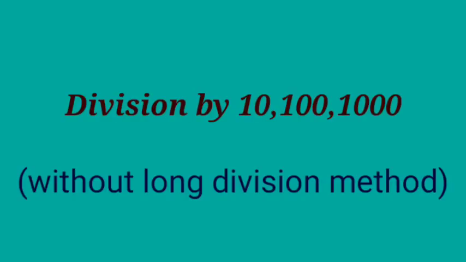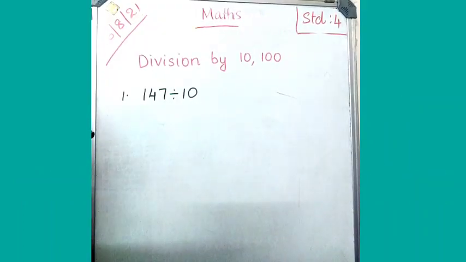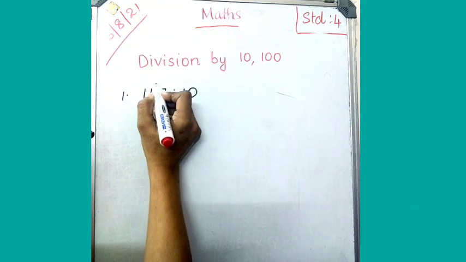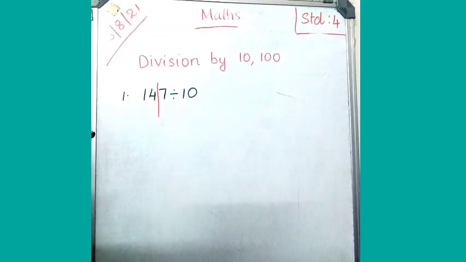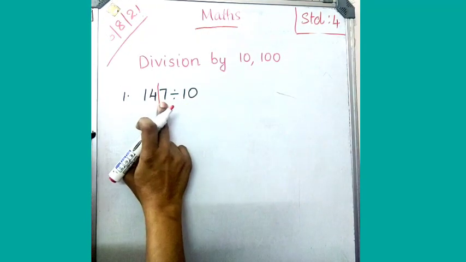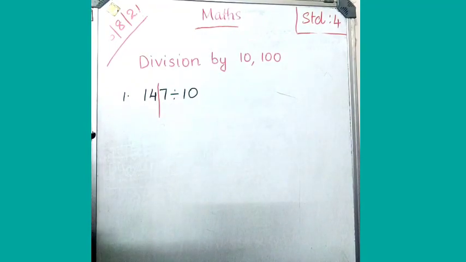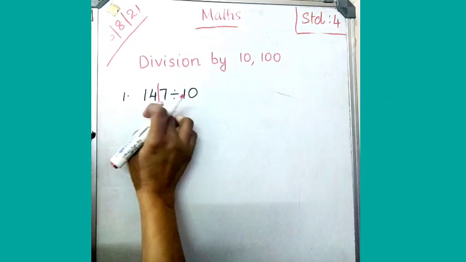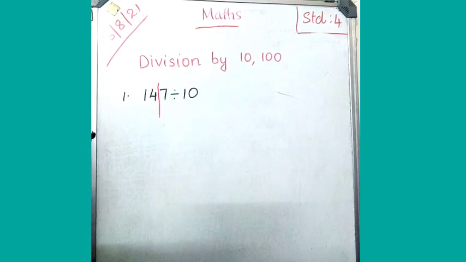Division by 10, 100, 1000 without the long division method. Look here, this is our first number, 147 divided by 10. How many zeros in 10? Yes, there is 1 zero. So I have to take one digit as the remainder, from the ones place. When a number is divided by 10, the digit in the ones place is taken as the remainder.